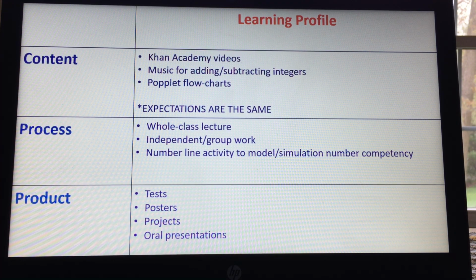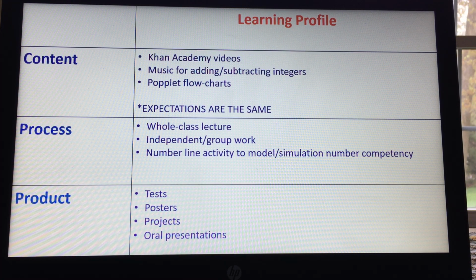Products include tests, posters, projects, and oral presentations. I do have a student that prefers to talk rather than fill out a test, so I will ask the questions in a similar fashion to the way they are on a test, and I will complete the answers for them.